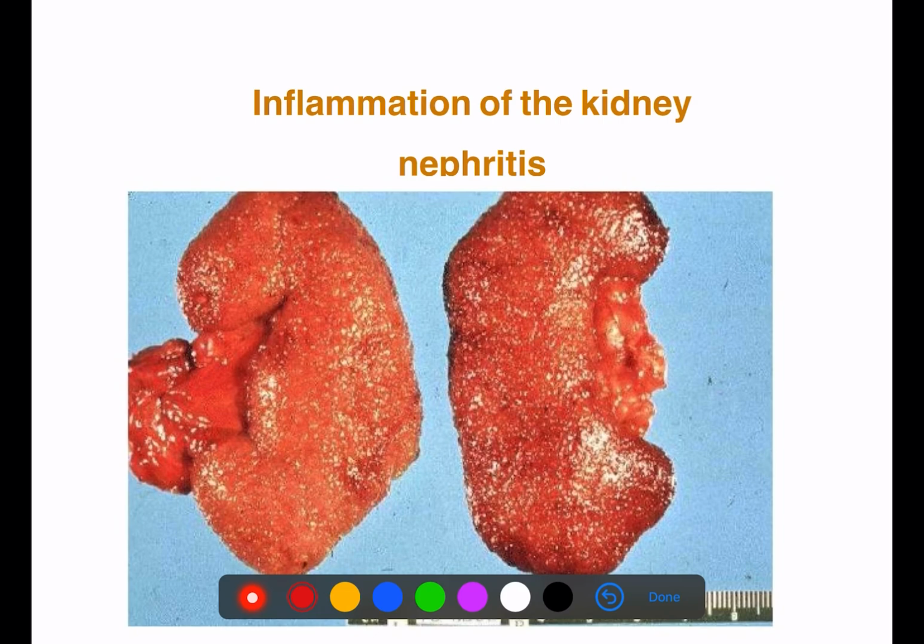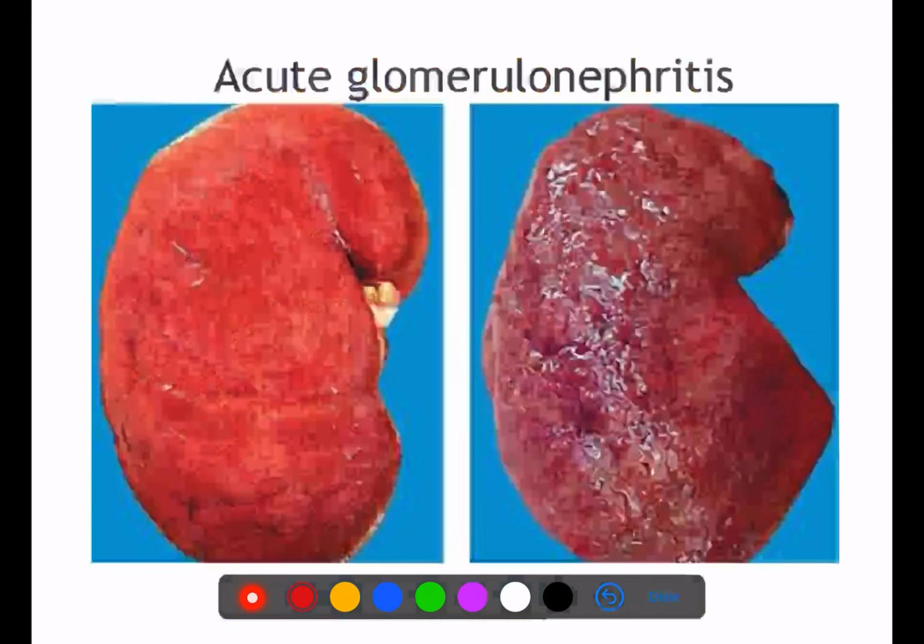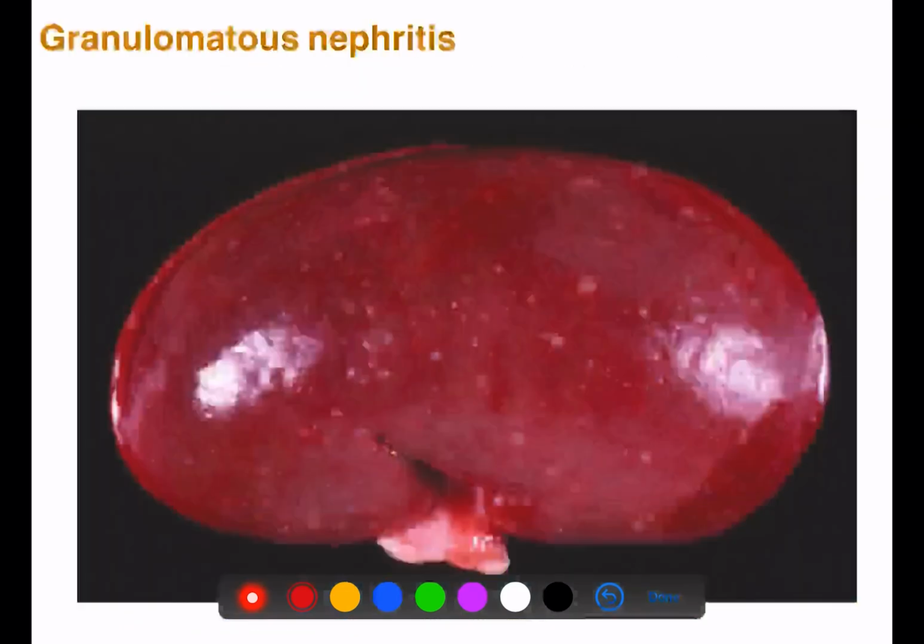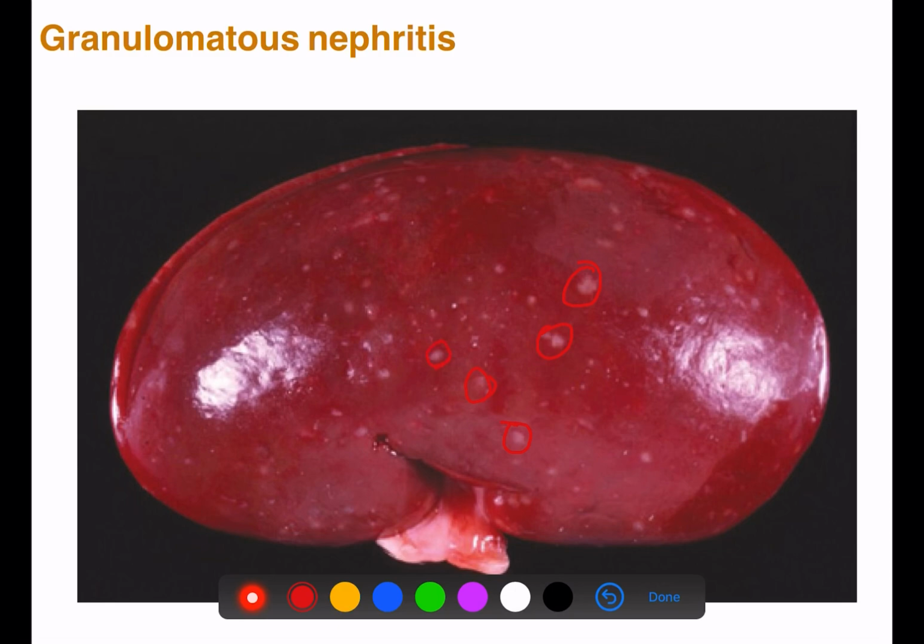Also, nephritis may come with a granulomatous type in a chronic infection or chronic situation. There are granules scattered within the kidney parenchyma.